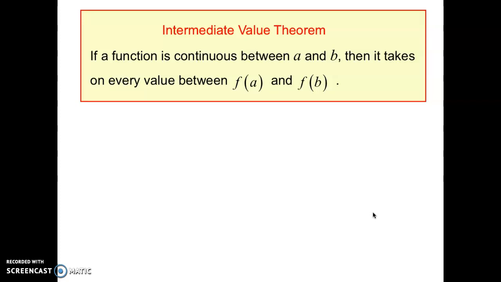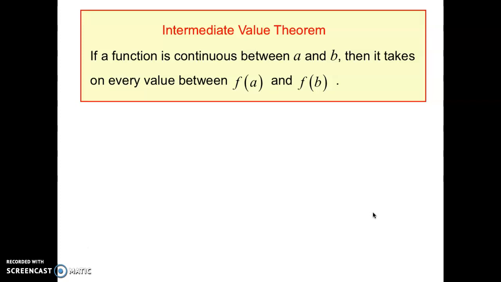All right, a really important theorem that we have to talk about when we talk about continuity is called the intermediate value theorem. And the intermediate value theorem says this: if a function is continuous between the points A and B, then it will take on every value between f of A and f of B.